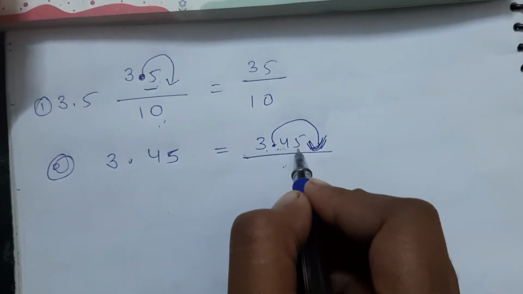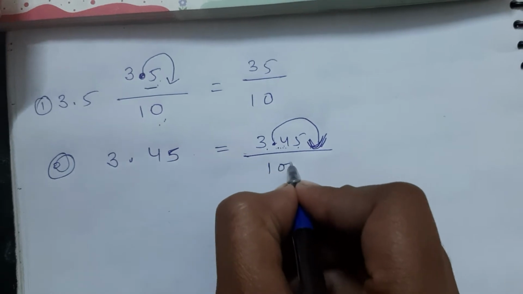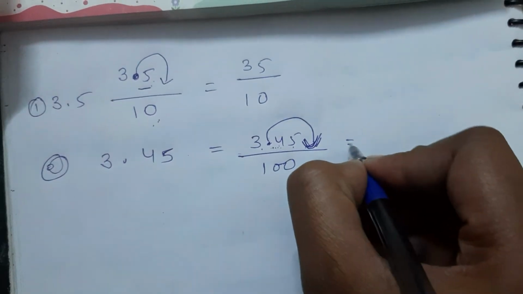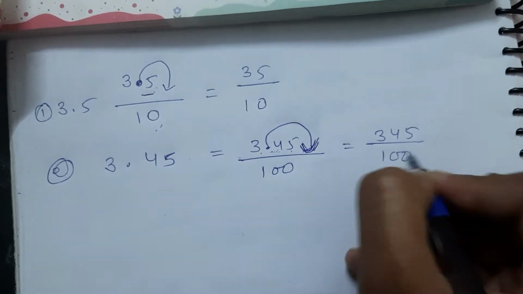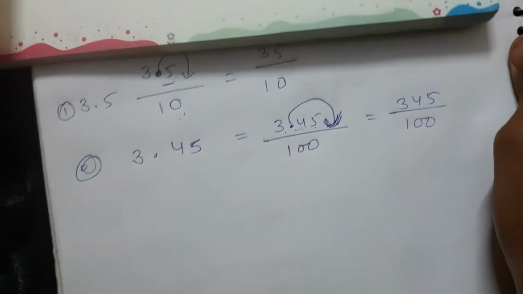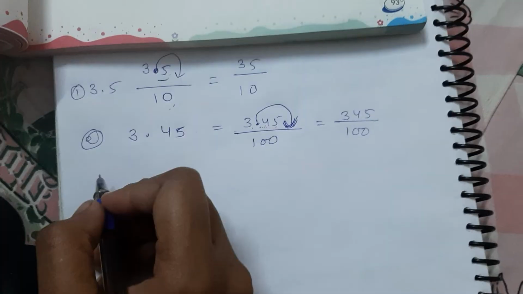So how many decimal numbers are there? 2. So you have to put here the 2 zeros. Then the number becomes a fraction. Fraction में क्या number हो जाएगा? 345 upon 100. Okay, is it clear?